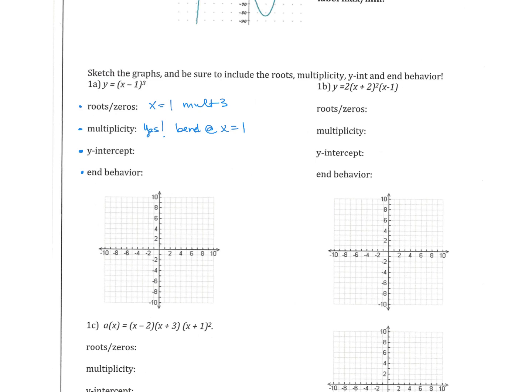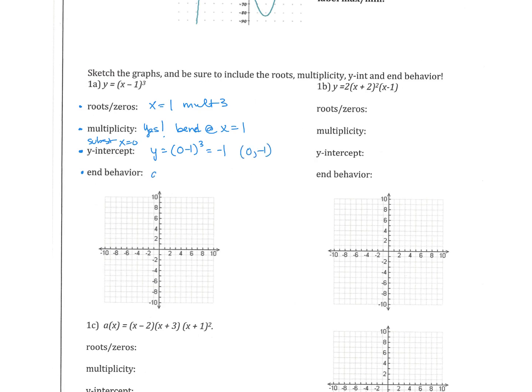My y-intercept happens when I substitute x equals 0 into my equation. So this would become y equals 0 minus 1 cubed. That'd be negative 1 cubed, which is negative 1. So my y-intercept would be 0, negative 1.